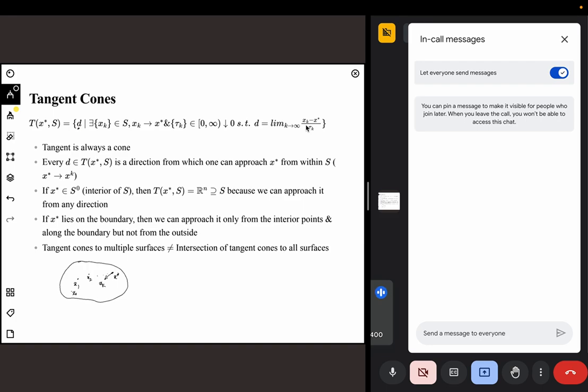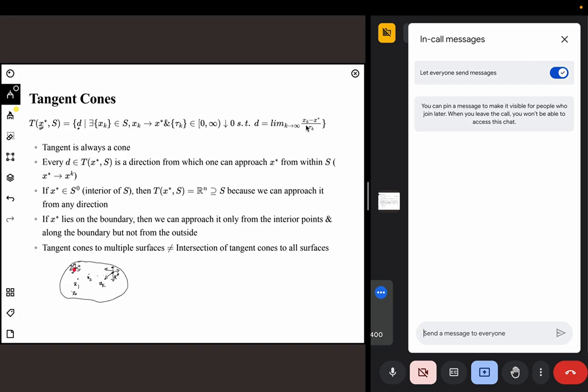Now I can have xk in different directions. I can have xk here, I can have xk here. So all these directions, the set of all these directions, is what we are calling the tangent cone at that particular point. Now again, you can have different points depending on the x you are choosing. If you choose x here, then there's a set of vectors like this.